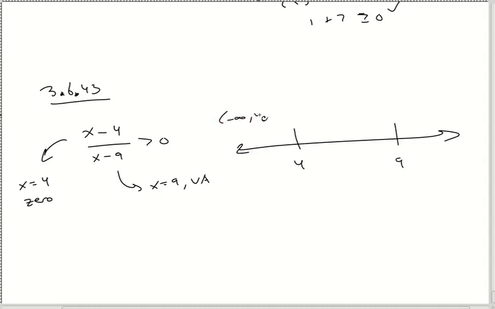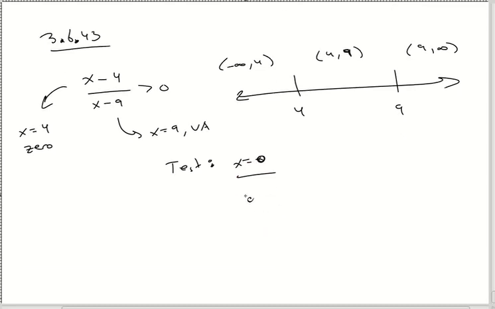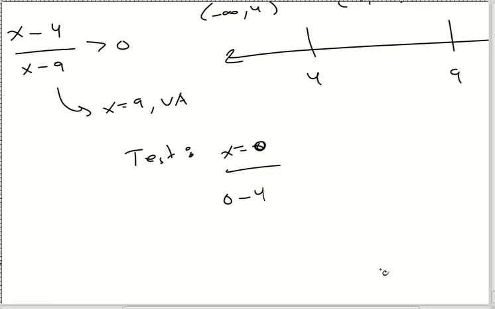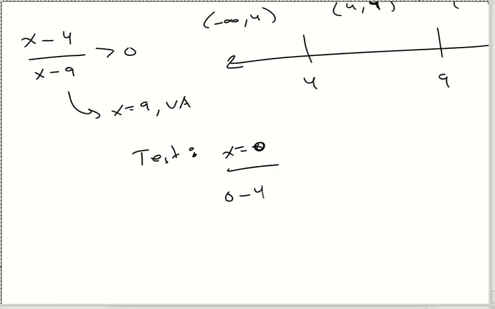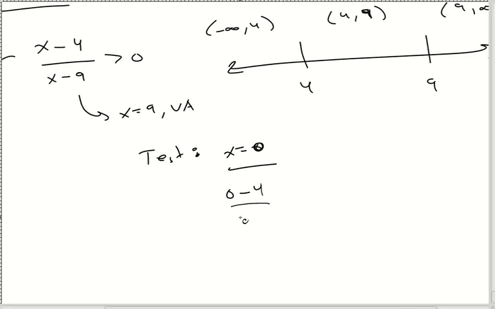So we got negative infinity all the way to 4. I got 4 to 9, and I got 9 to infinity. So let's test each one of these intervals. What is an easy number that's less than 4? What about 0? That's an easy number, right? So I got 0 minus 4, and then 0 minus 9. Notice that that's greater than 0. Notice that the two negatives will make a positive. So yes, that's a good one.